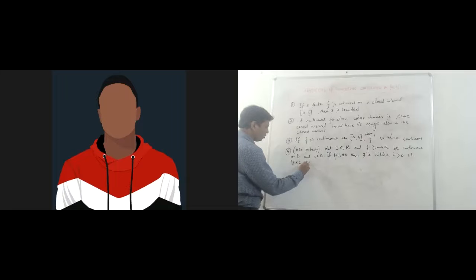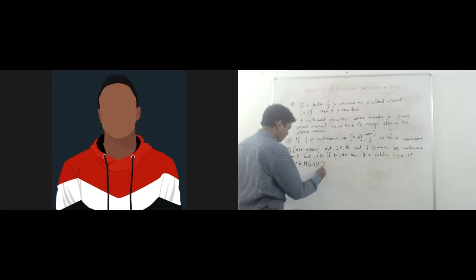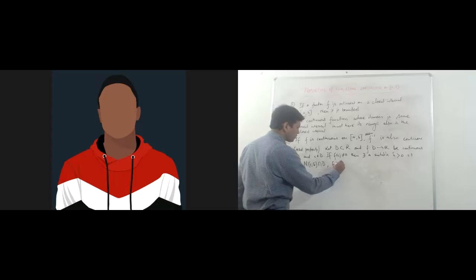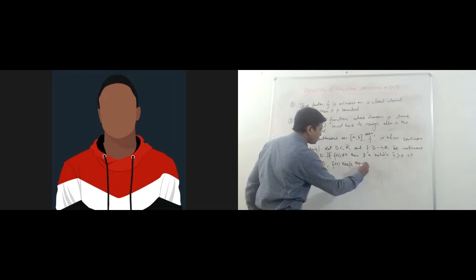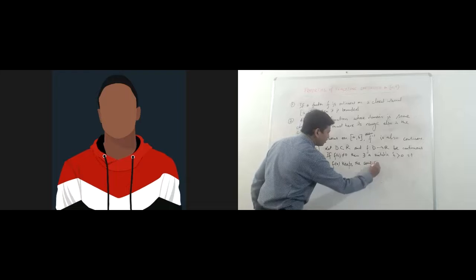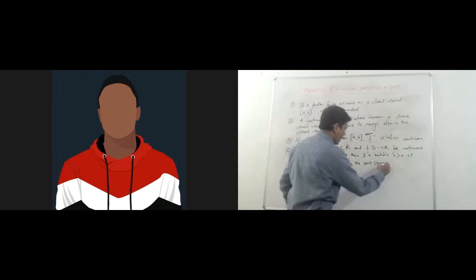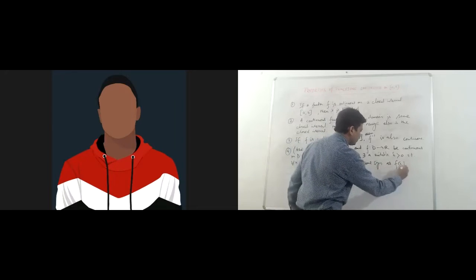in the neighborhood of c, f(x) keeps the same sign as f(c). This is the neighborhood of c. That means, I'm rubbing the first two points.